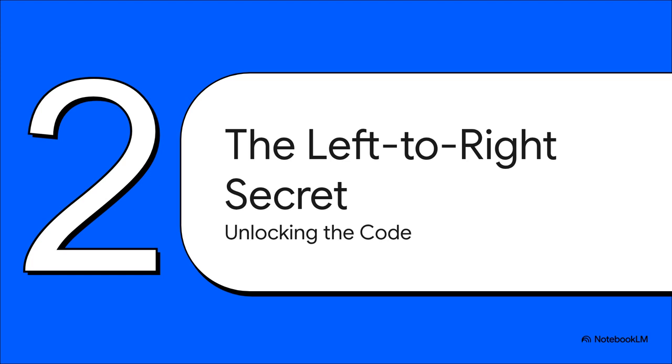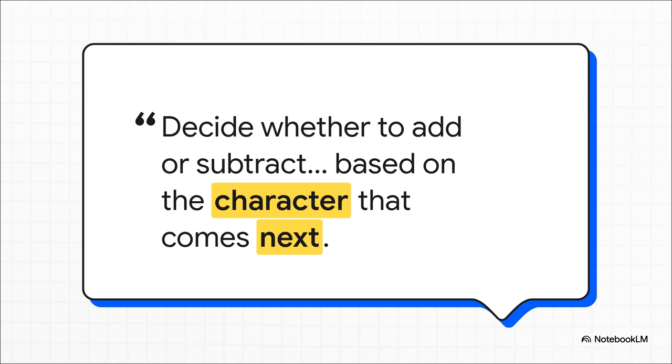Well, it turns out the solution is beautifully simple, and it's all about reading from left to right and thinking just one step ahead. And there it is, the entire solution in one sentence. The key isn't the character you're currently looking at. Nope, it's the one that comes next. Just peeking one step ahead tells you everything you need to know.